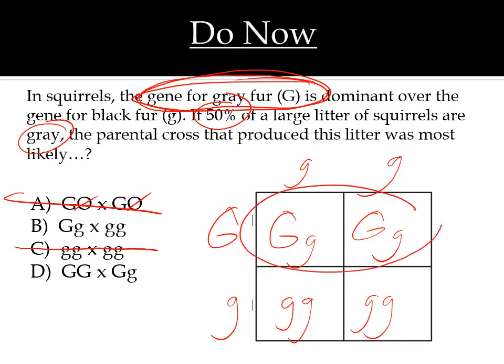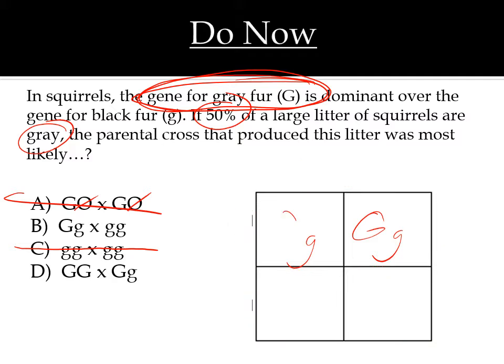We've got 50% of our animals right here that have the big G. That would make them gray. 50% have only little g's, so they would end up with black fur. That sure looks like it's going to be our answer. Let's just double check with the other option and make sure we didn't mess up at all.